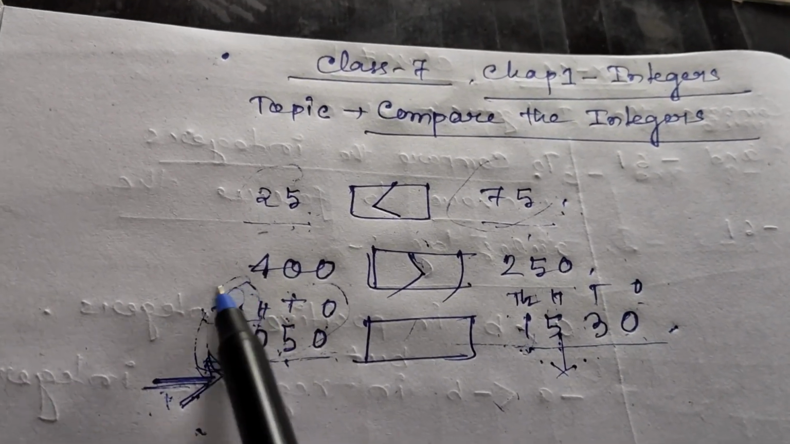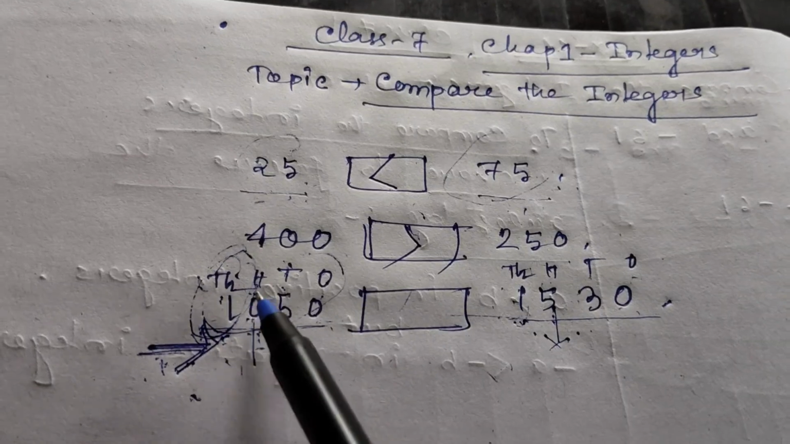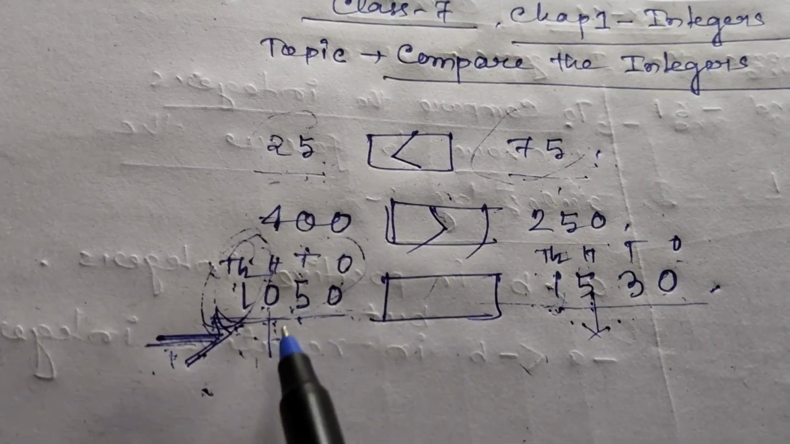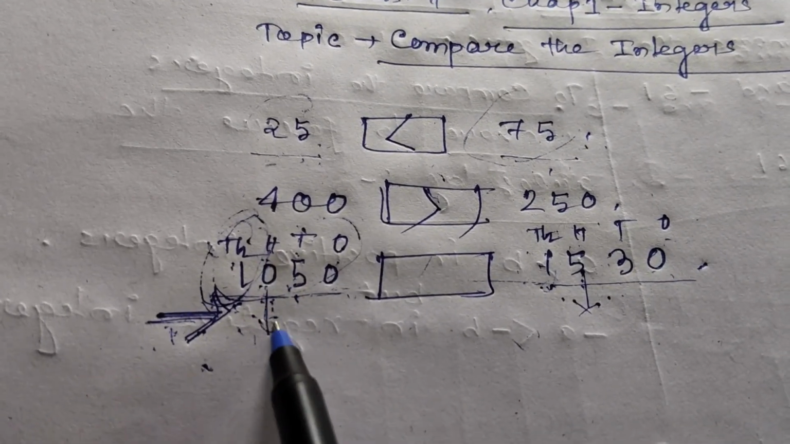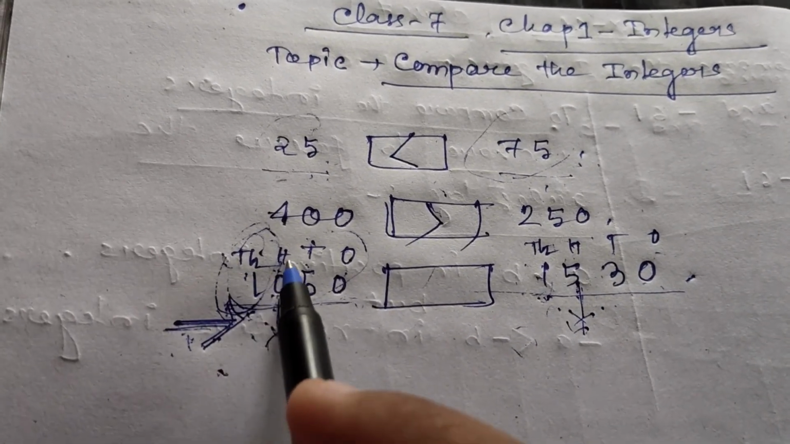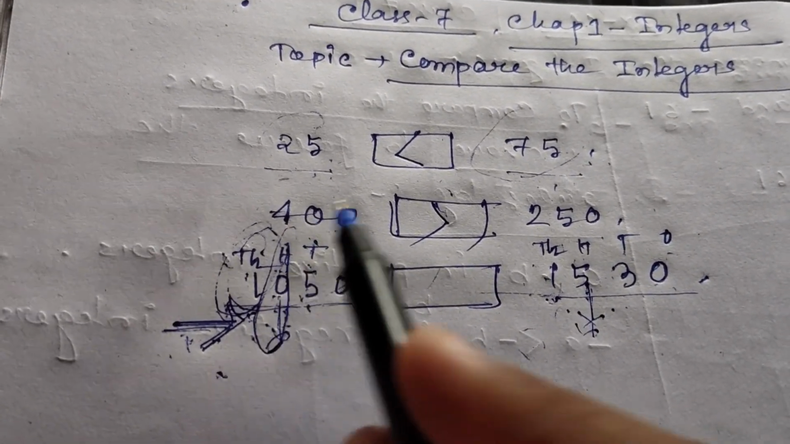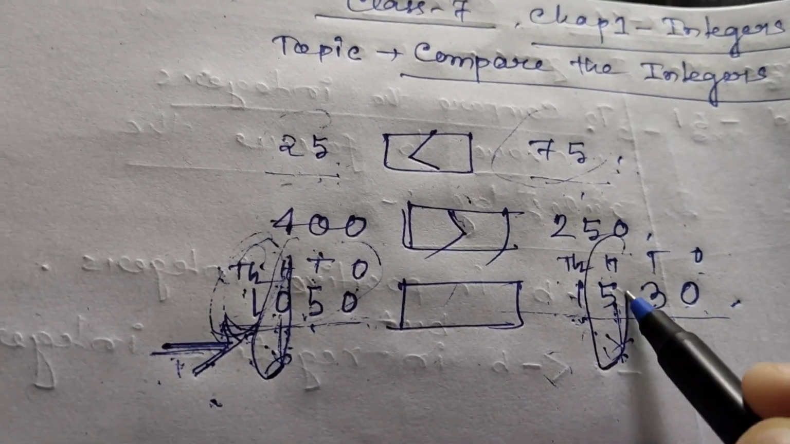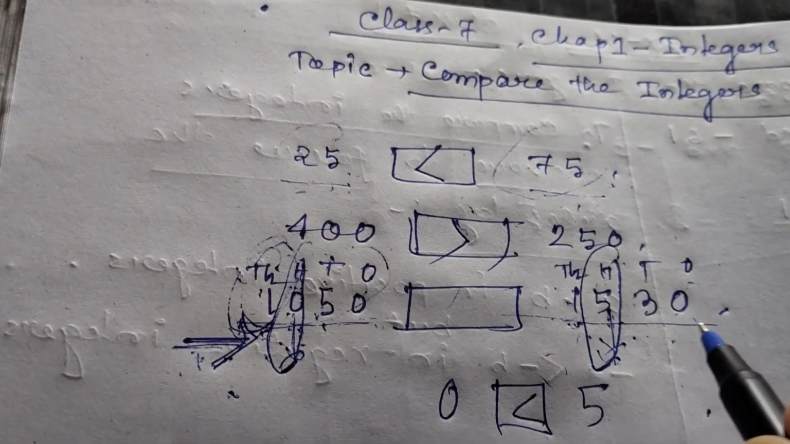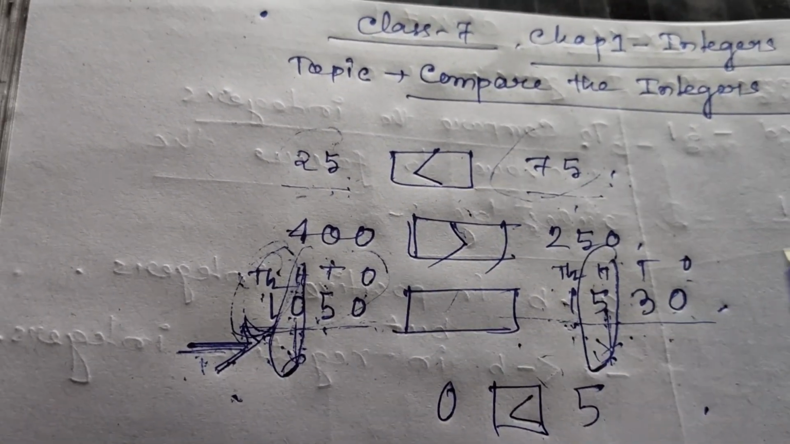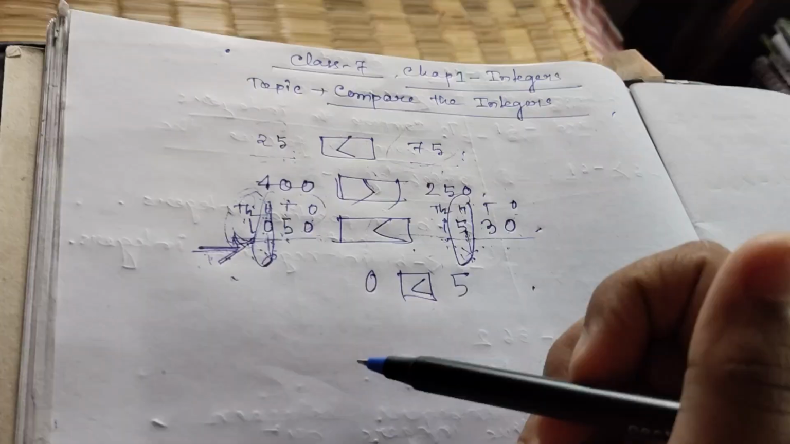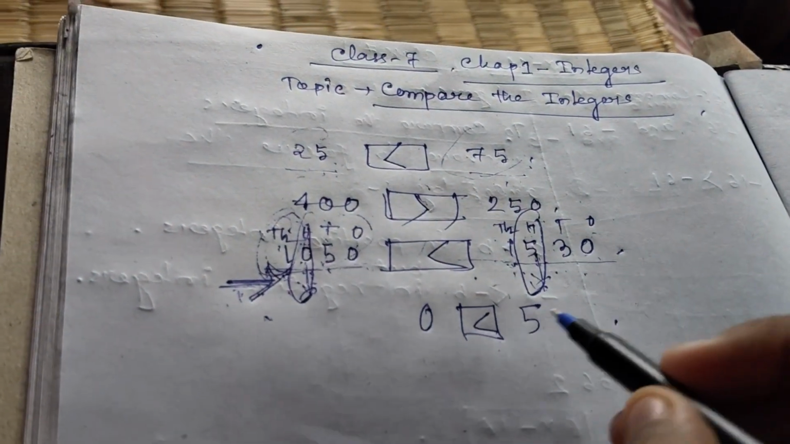If the thousand place is not differentiating, then we have to check the next place, which is the hundred place. In the hundred place of 1050 we have 0, but in the hundred place of 1530 we have 5. So this is differentiating. Between 0 and 5, which is bigger? 5 is bigger, so the greater than sign will be towards 1530. I hope I am clear. So this is for comparing the positive integers.